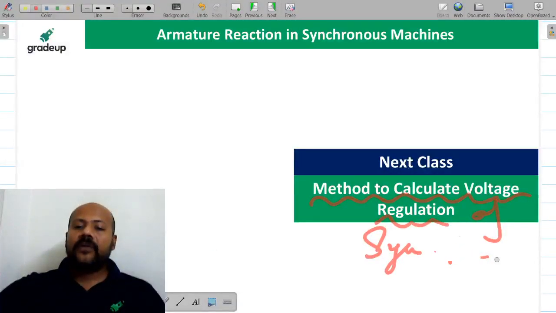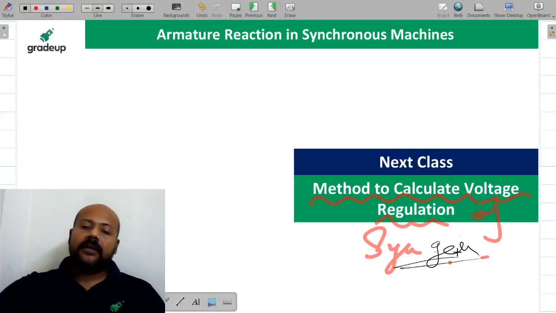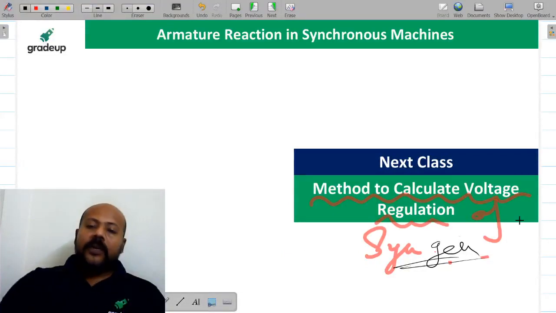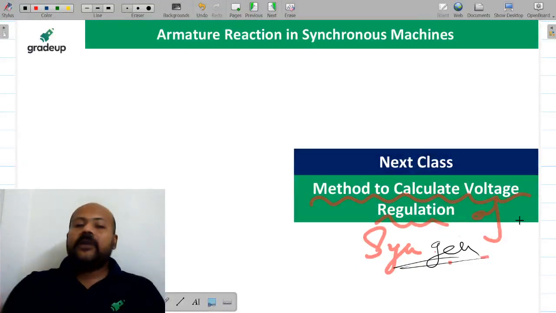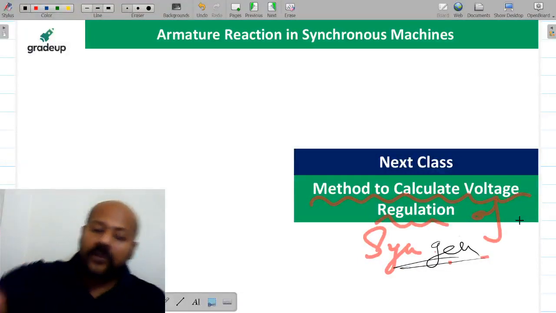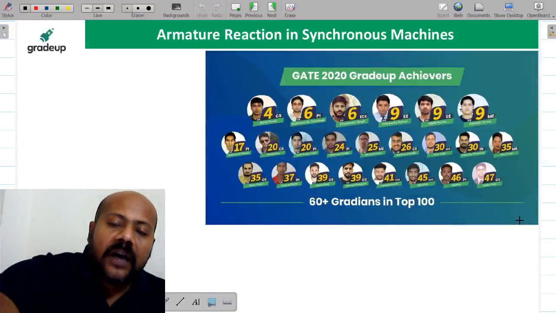We always go for voltage regulation for the synchronous generator. Yes or no? So please tell me yes or no in the comment section. Now are you feeling a little bit of confidence in the armature reaction of the synchronous machine or not? And don't forget to join me tomorrow.